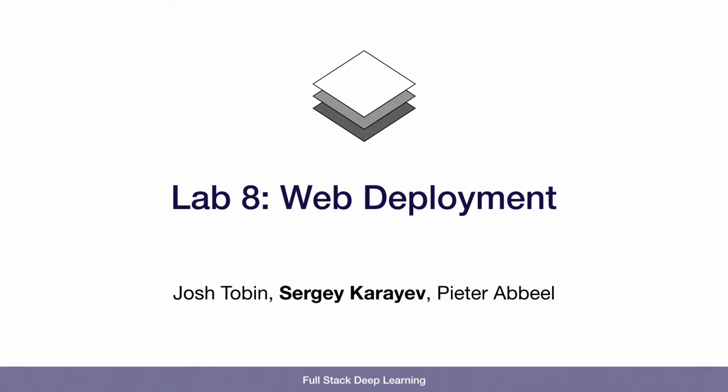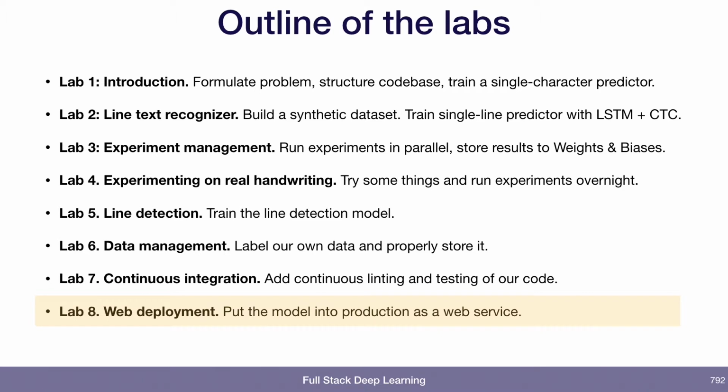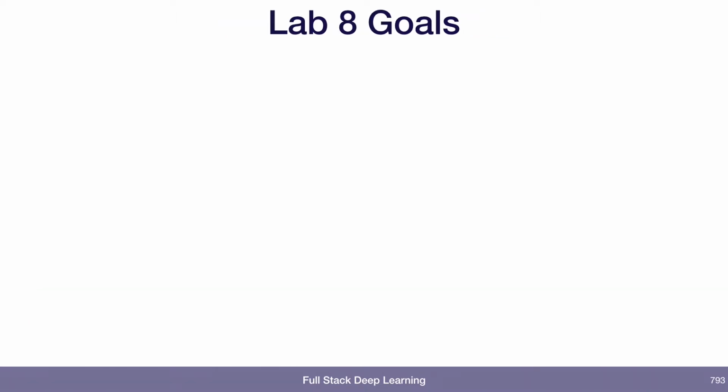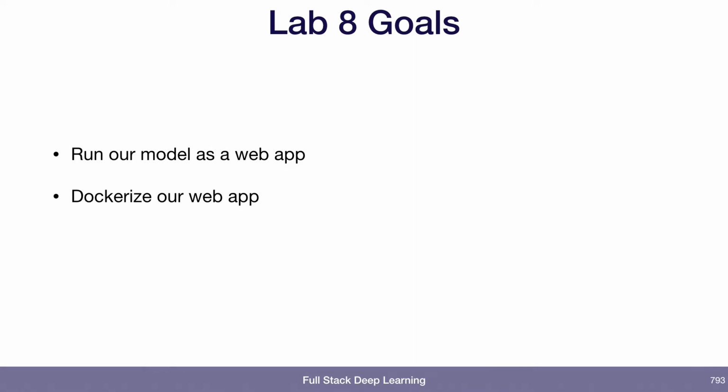So the next lab is probably the biggest one, and it's Lab 8, web deployment. What we're actually going to do is put our model into production as a web service. Our goals are to be able to run our prediction model as a web application, then Dockerize that web application, then deploy it not as a Docker container, but as a serverless function. So we kind of get all three flavors, right? We'll be able to run it on our own instance, in a Docker container, and as a serverless function.